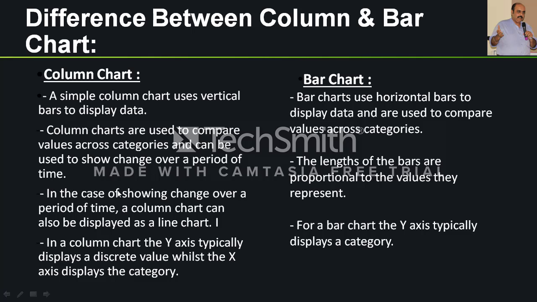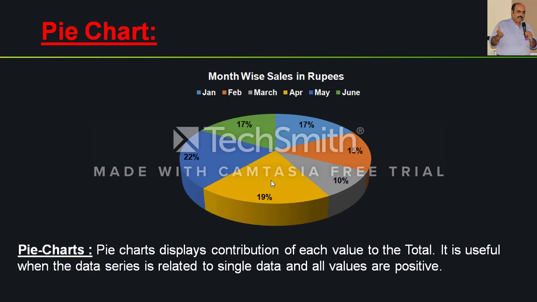In case of column charts, in showing change over a period of time, a column chart can also be displayed as a line chart. And in a column chart, the y-axis typically displays a discrete value, while the x-axis displays the category. For a bar chart, the y-axis typically displays the category. Okay, so that is the basic difference between a column chart and a bar chart.